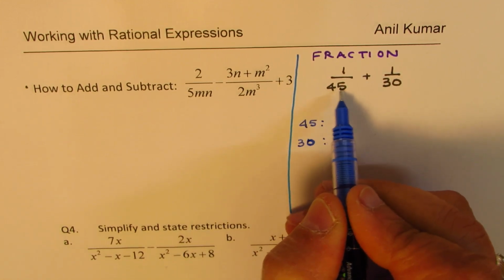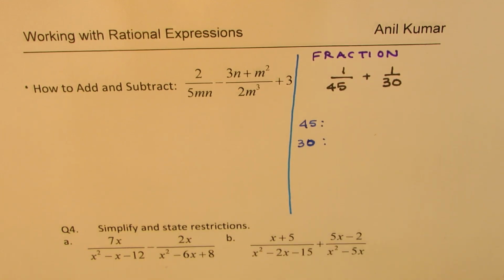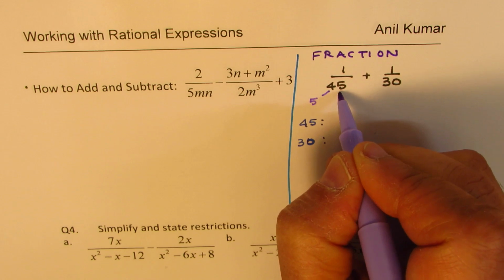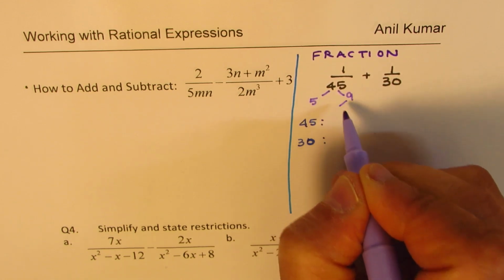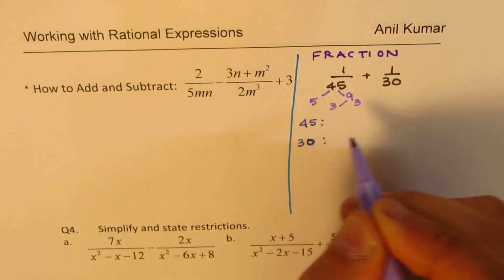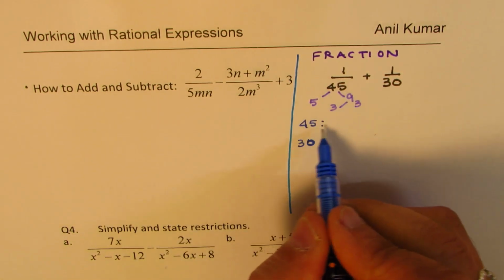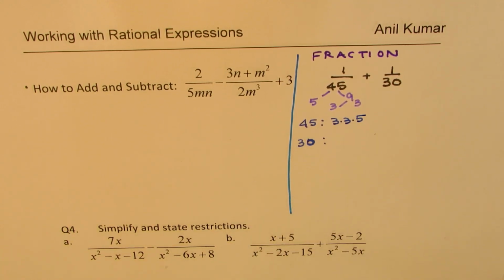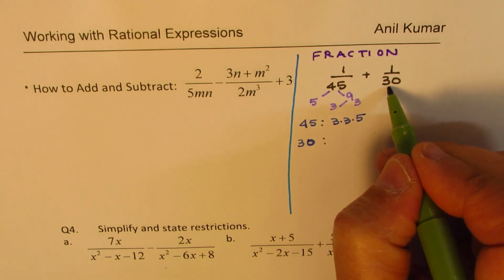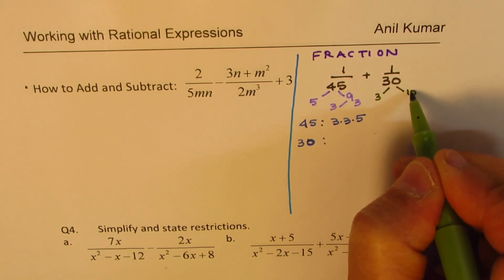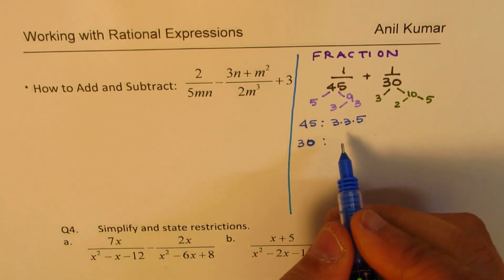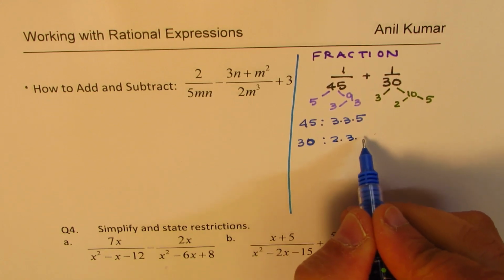To get the factors of 45, we at times will do prime factorization, especially when there are big numbers, right? So we say this is 5 times 9, and 9 could be factored as 3 times 3, right? So once we do that, we know 45 could be written as 3 times 3 times 5. A similar operation we'll do for 30 also. We say 30 is 3 times 10, and 10 could be written as 2 times 5. And therefore, I could also write 30 as 2 times 3 times 5.